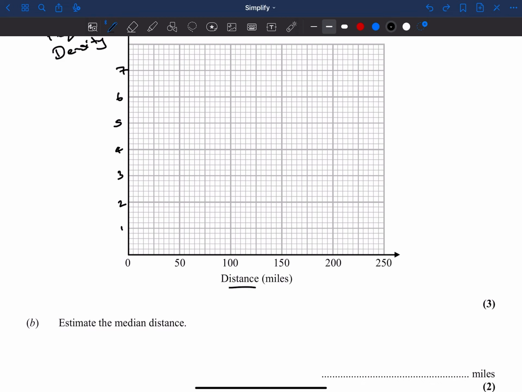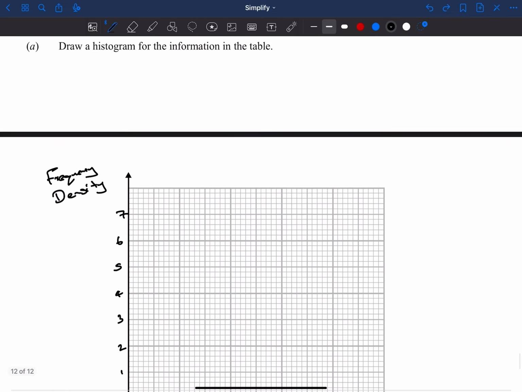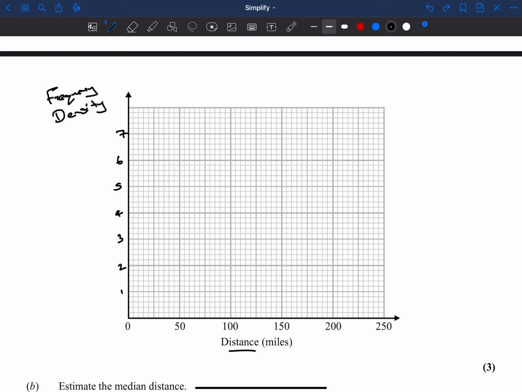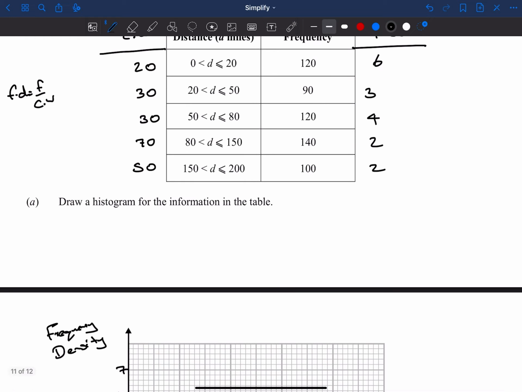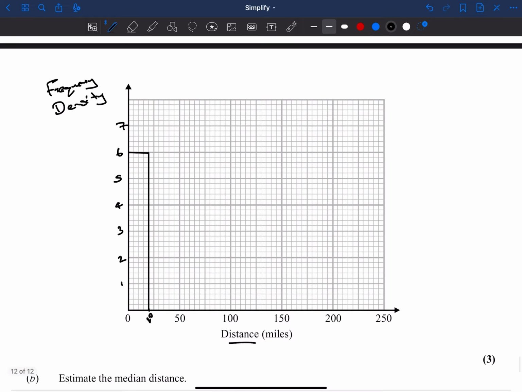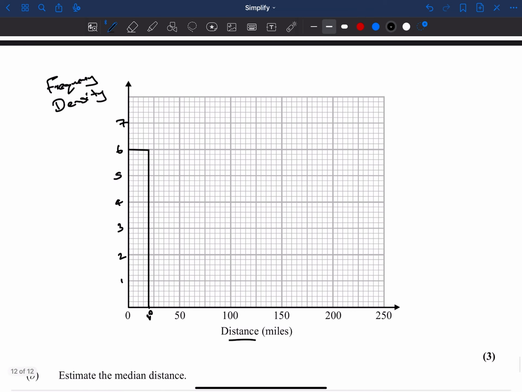You want 20, 0 to 20, and it goes up to 6. Make sure that looks like a curve, but it should be a straight line like that. You don't need to shade it. Do not sit in an exam shading these things, it's a waste of time. 20 to 50 is 3. You just need 3. That's 50, it's pretty easy. There you go.